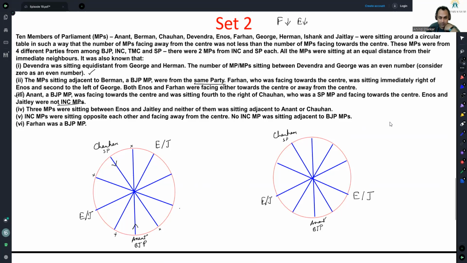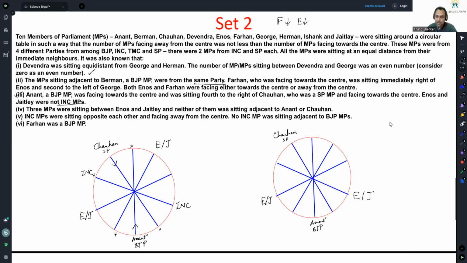This was also told to us. So this cannot be the INC diagonal. This cannot be the INC diagonal because EJ is also here. This can be the INC diagonal. Chauhan cannot be the INC diagonal. Okay, so this is INC. This is INC. This is known.